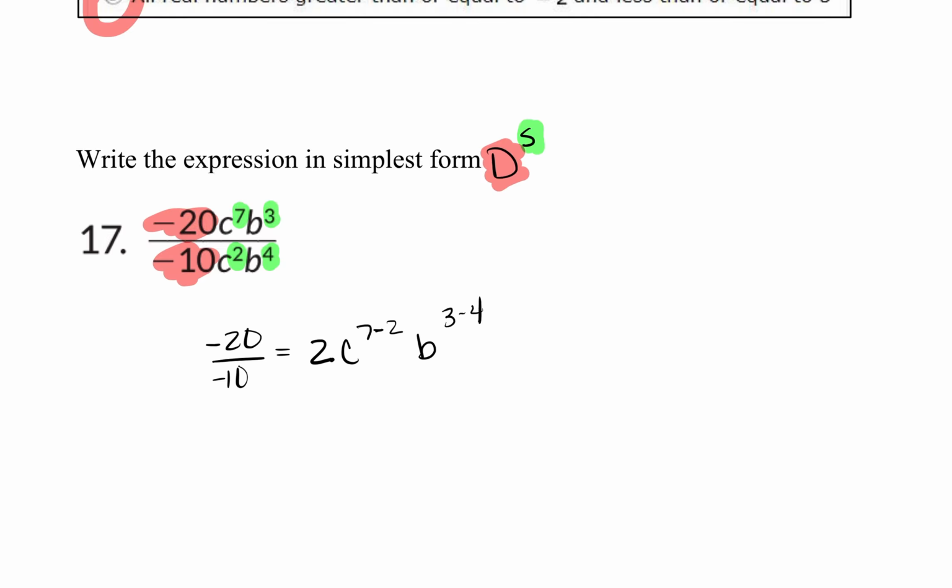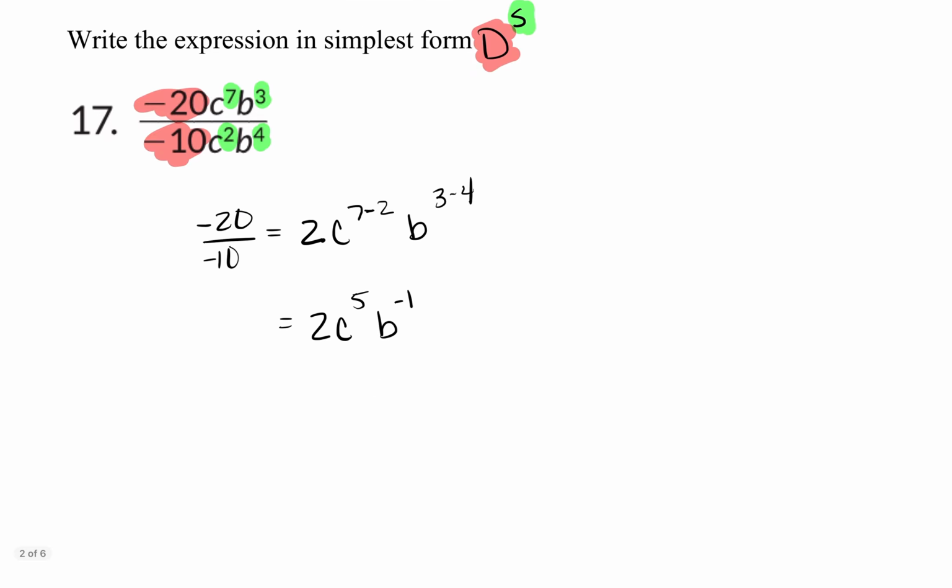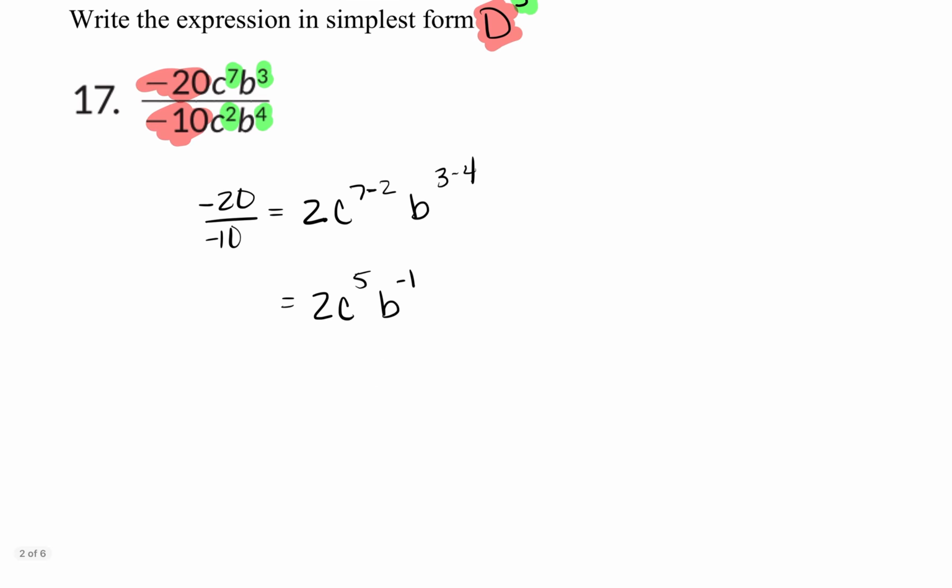And then I'm going to rewrite it. 2C, 7 minus 2 is 5. 3 minus 4 is -1. Again, that's technically not my final answer. It's all over 1. I need to get rid of this negative exponent. So 2C to the 5th over B to the 1.